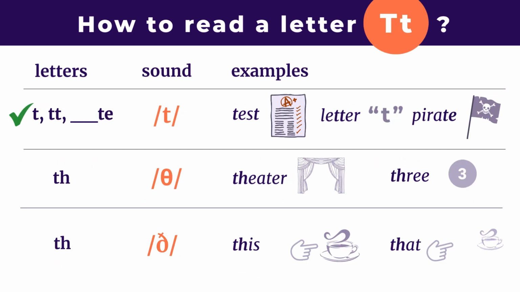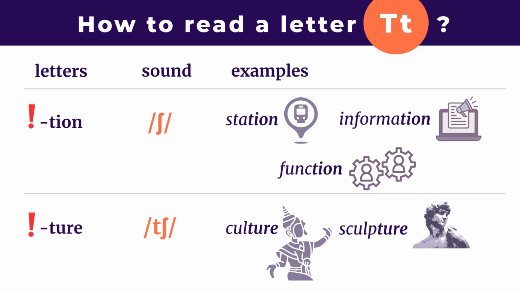The letters T, double T, and final TE make a sound T. Test, letter, pirate. T with H makes two special sounds. Th, theater, three. And a sound th in function words. This, that. But read the letter T as sh in words like station, information, function, and ch when a word ends with chur. Culture, sculpture.